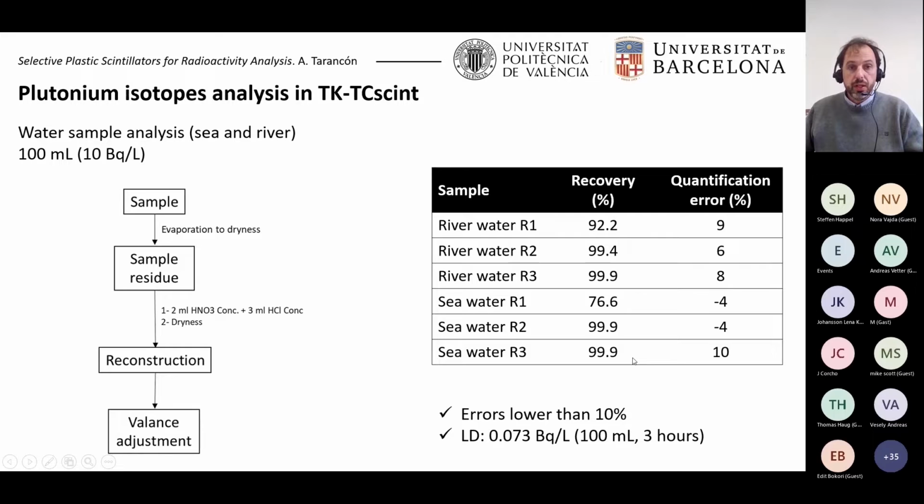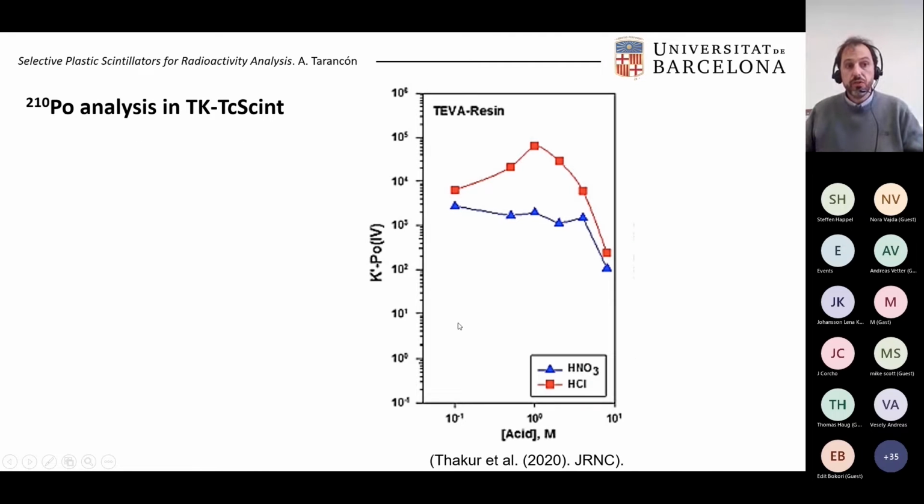The second new application is the analysis of polonium, because again, it is described that in hydrochloric acid specifically, there is a very good retention of polonium in the resin.